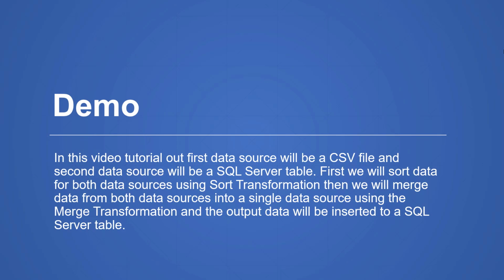In this video tutorial, our first data source will be a CSV file and the second data source will be a SQL Server table. First we will sort data from both data sources using the sort transformation, and then we will merge data from both data sources into a single data source using the merge transformation, and the output data will be inserted to a SQL Server table. So without wasting time, let's start the demo.